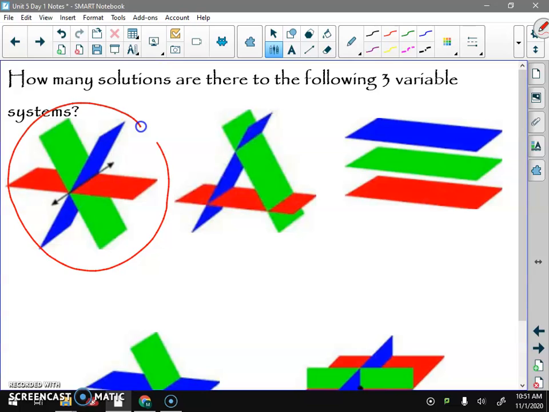Everything along that black line would be points that are simultaneously in the green plane, the blue plane, and the red plane. So we have lots of points that would work in all 3 equations. And the idea is it's not infinite points, meaning every ordered triple. It's infinite points that have a pattern. We will work on finding that pattern too.